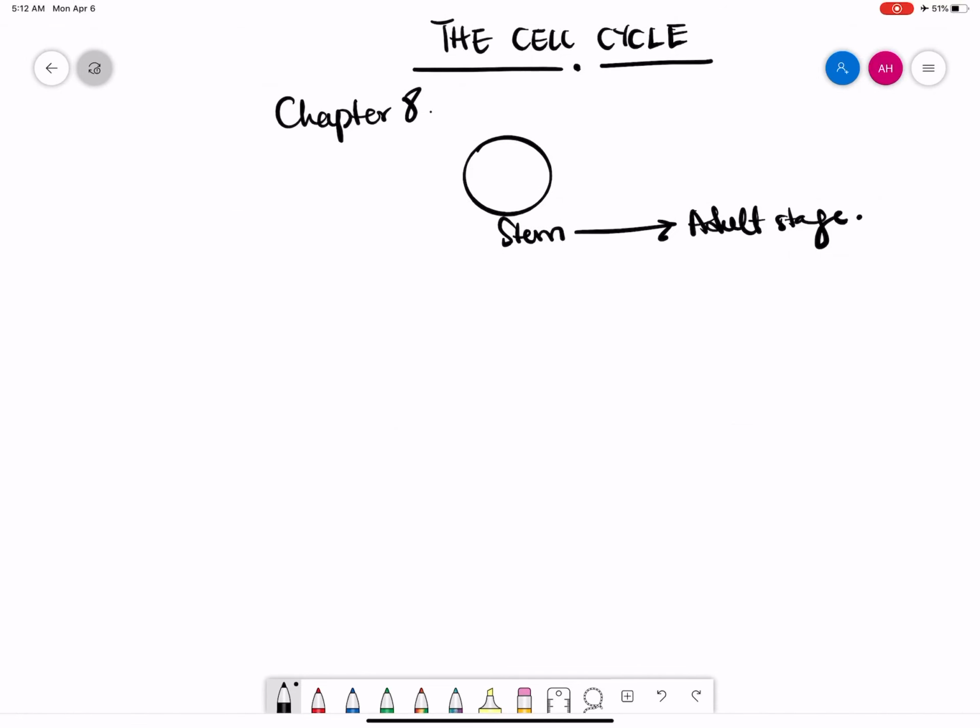Now, there are three main steps of the cell cycle. Number one, the first stage is what we call interphase. The second stage is what we call mitosis. And the third stage is what we call cytokinesis.